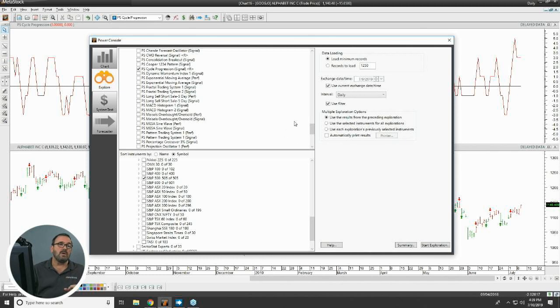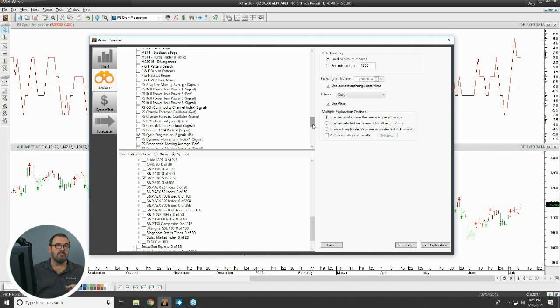When you're asking the Explorer to look for multiple things, you have to tell it: do you want it to look for everything and then look for everything again? Or do you want it to look through everything with the one filter and then just look at what remains for the next filter? I never know a great way to explain that. I hope that makes sense. So right now I'm going to say, I want you to look at all of the S&P 500 for the price and volume that I'm looking for, and only look in the results of that for the cycle progression signal. So that's what this means. And let's go ahead and start that exploration.